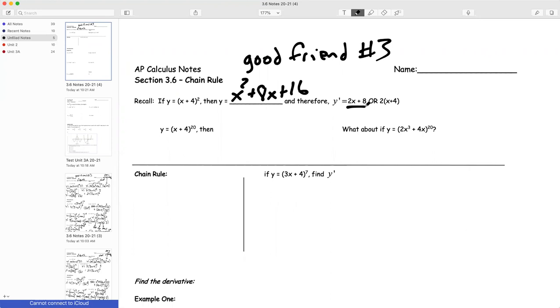All right, so the chain rule would be this. I have y prime is equal to 20 times x plus 4 raised to the 19th power, and then times 1. So where does the 20 come from? The exponent is moved out front there. The x plus 4 comes down. Where does the 19 come from? I'm going to subtract 1 from the exponent, and now where does the 1 come from?